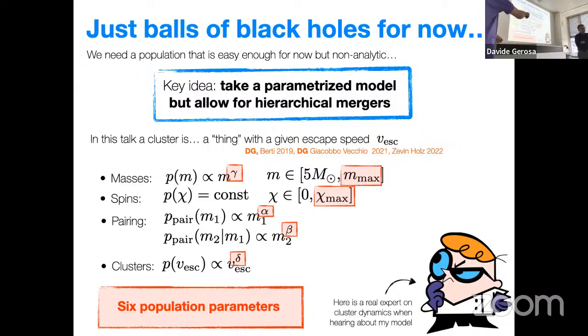These numbers are estimated from the data. I ask my data to tell me the properties of the cluster, within some prior bounds and so on.